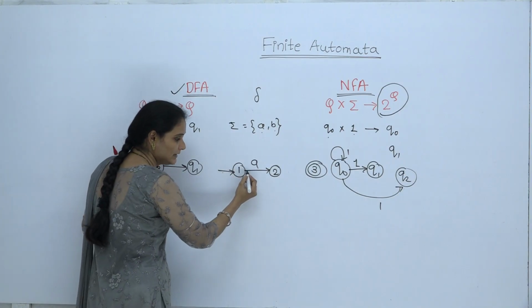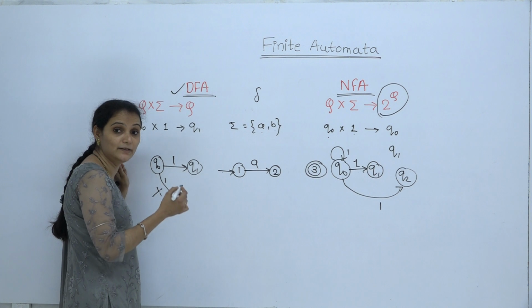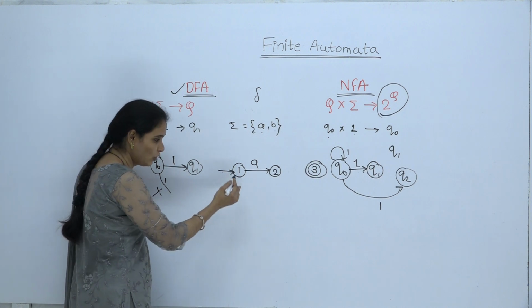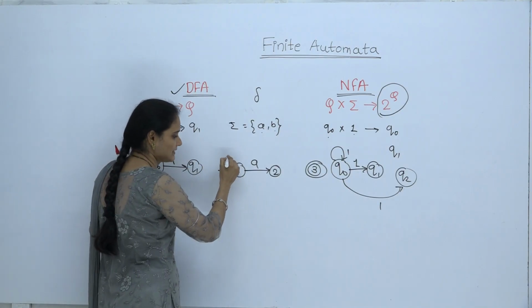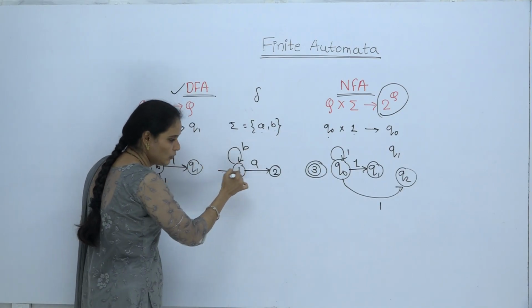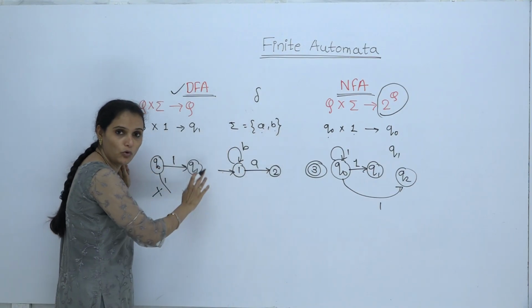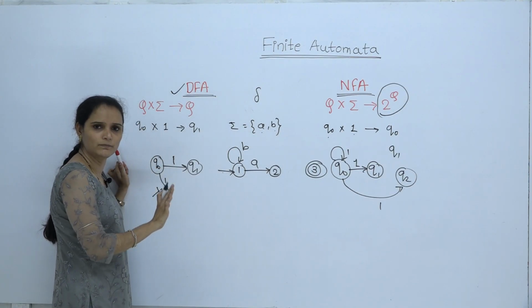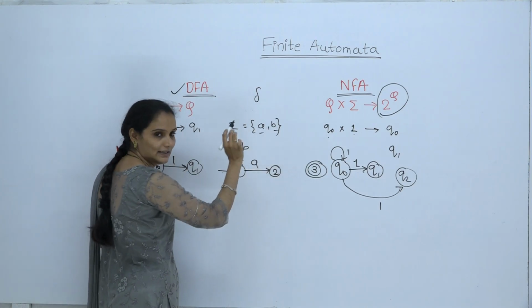From 1, on input alphabet A it goes to 2. What about the B input alphabet of 1? It should go to some other state or that particular state itself. Suppose B goes to 1. So from 1, both A and B input alphabets go to another state or that state itself. So A and B, it is over.